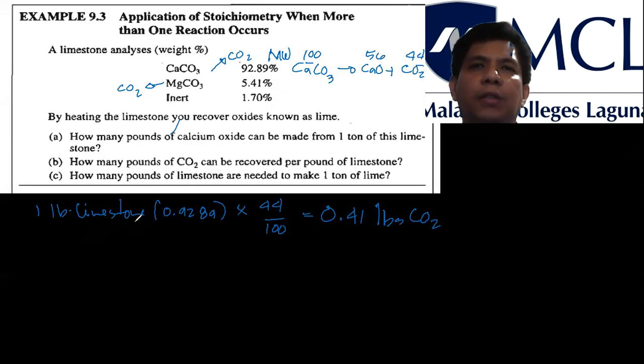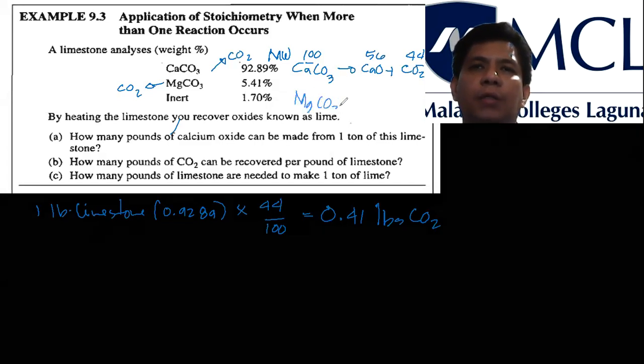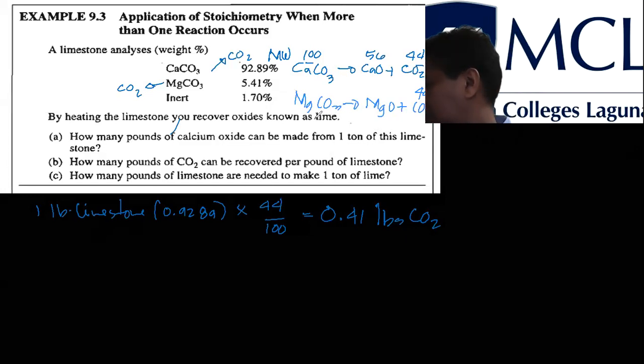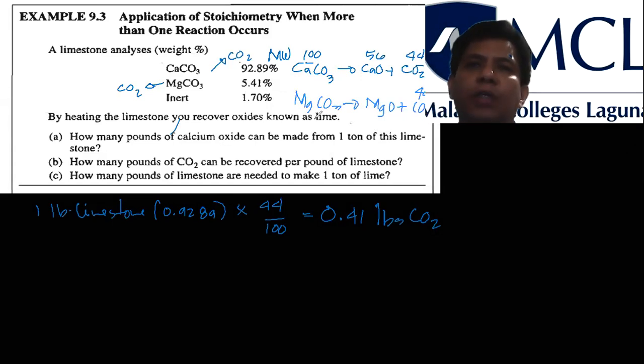So now let's consider magnesium carbonate. Magnesium carbonate likewise will produce magnesium oxide and carbon dioxide. So carbon dioxide in this particular reaction is also 44, the molar mass is 44, while magnesium carbonate is 84.32. You can check your periodic table.